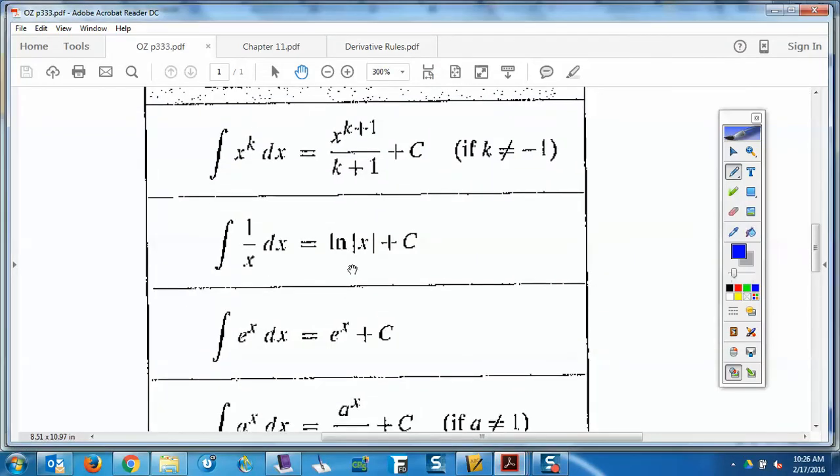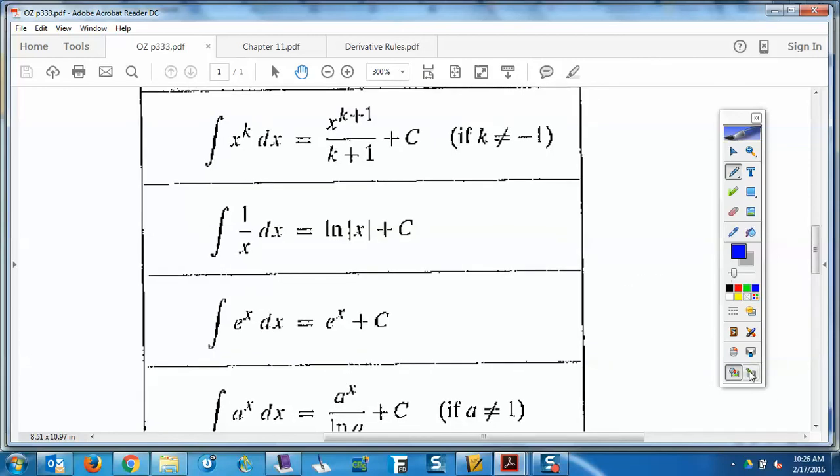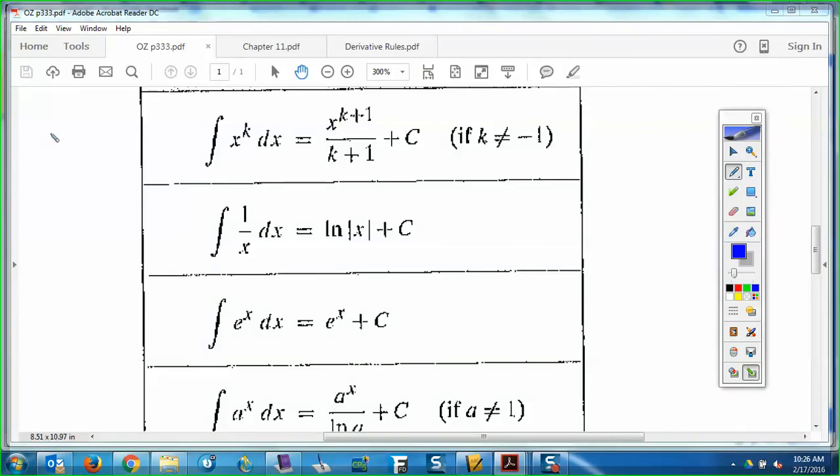But here are the ones you do have to know. You need to know that if you've got x raised to a power, you're going to do the power rule. You raise the power up 1 and divide. You have to do that. But notice it says not if you have a negative 1 power. If you've got x to the negative 1, you cannot do a power rule.